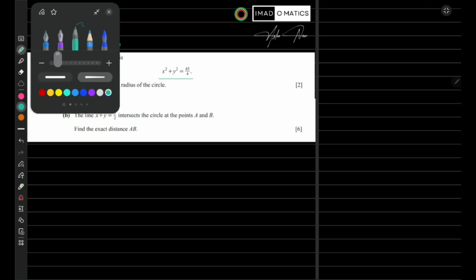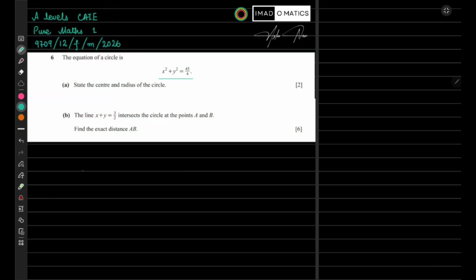As we know, the standard form of the equation of a circle is (x minus a) whole squared plus (y minus b) whole squared equals r squared. Whatever is subtracted from your x will be the x coordinate of the center. Whatever is subtracted from y, that is b, will be the y coordinate of your center, and the radius is r.